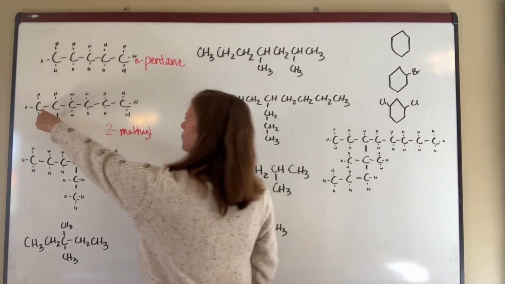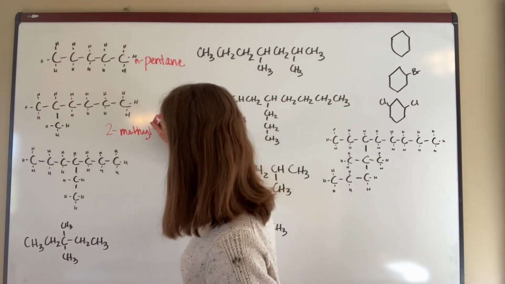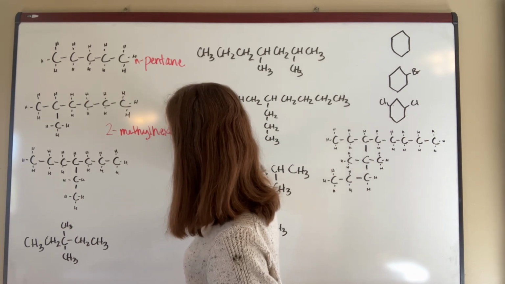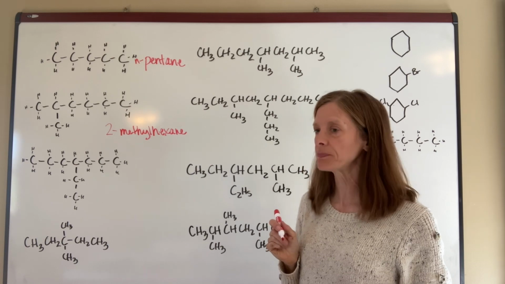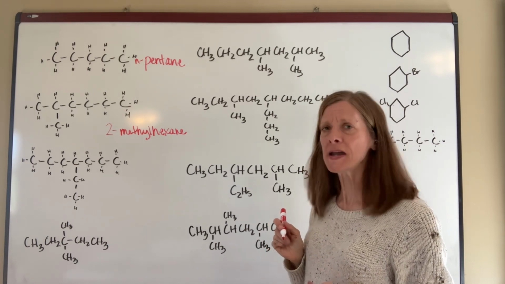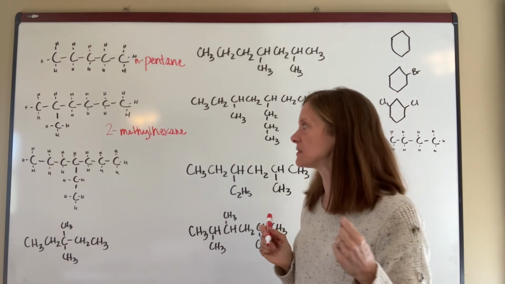And then because I have 1, 2, 3, 4, 5, 6 carbons in a chain, it's going to be 2-methylhexane. And methylhexane is all run together as one word, okay? Here is a trick that if you remember this, it will keep you from making a mistake.